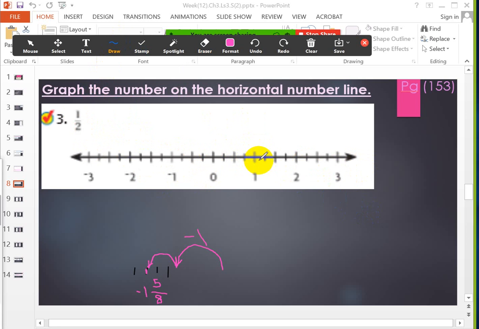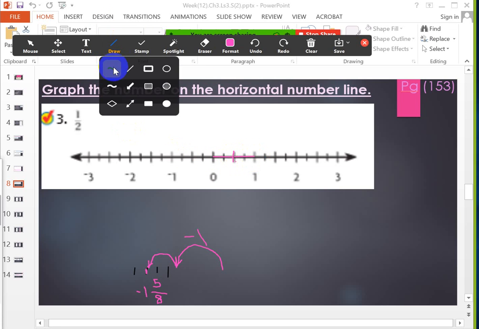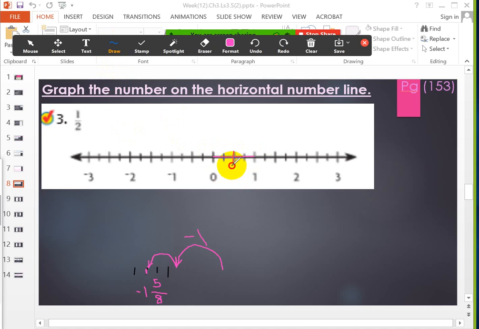This is a fraction between 0 and 1. Where is 1/2? I have to divide the distance between 0 and 1 into 2 equal parts. So I have to divide, this is the first one, this is 1 and this is 2. So where is 1/2? In the middle. This is 1/2. Okay.